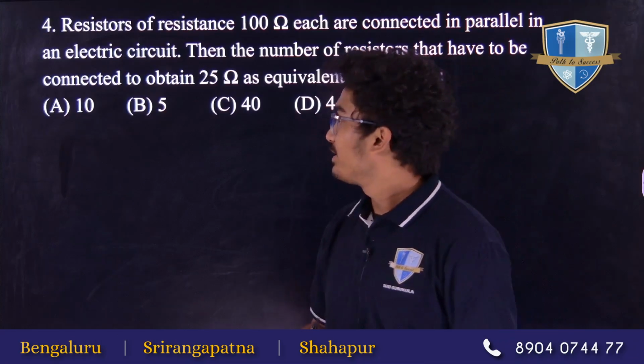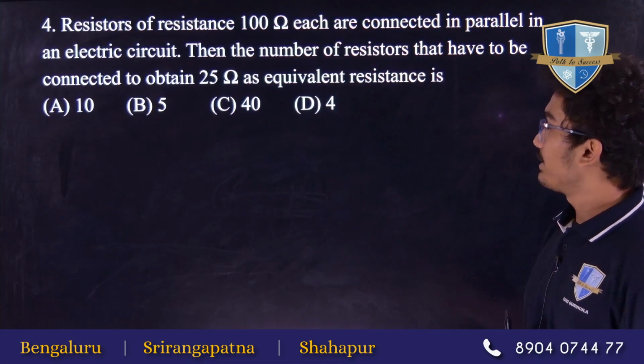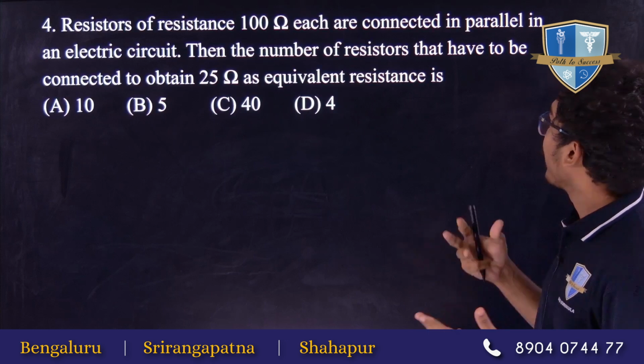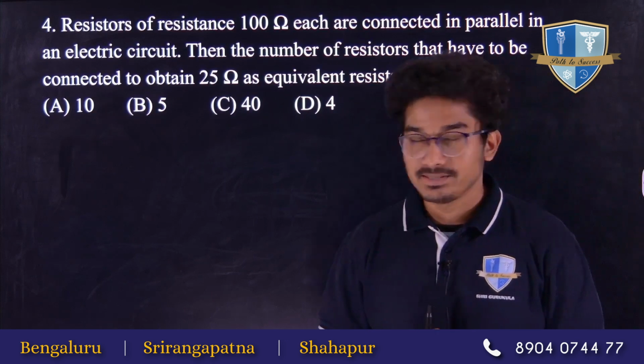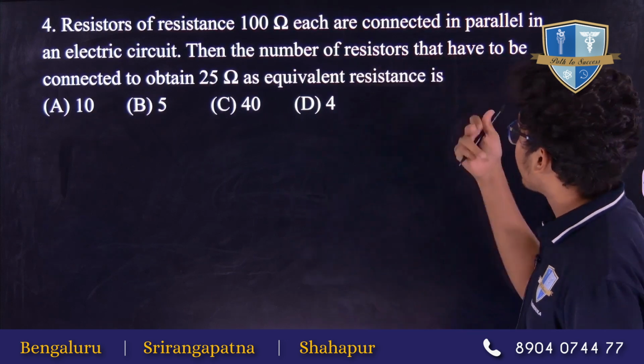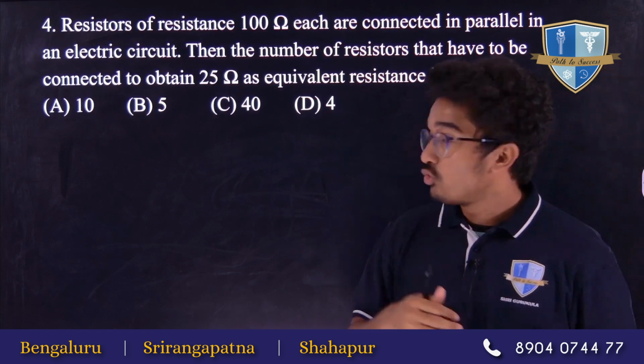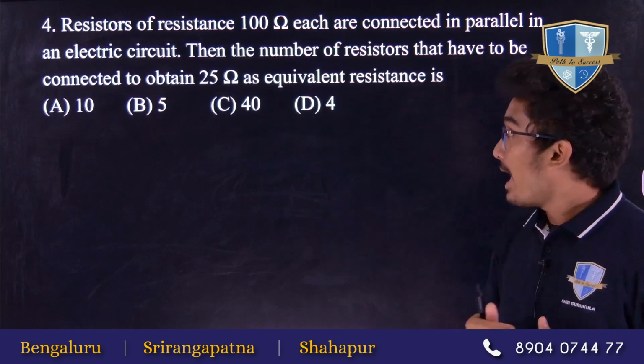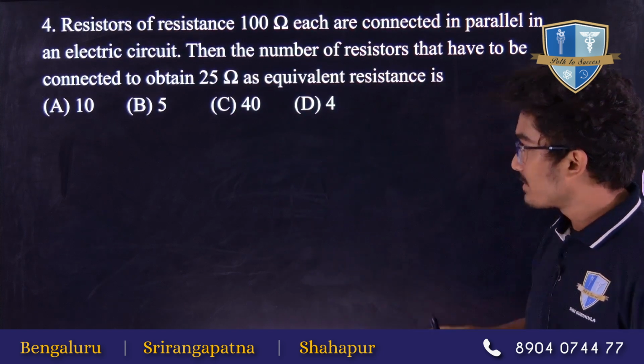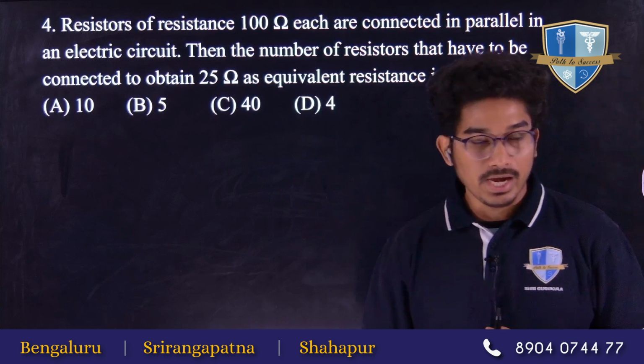So our next question is, resistors of resistance 100 ohms are connected in parallel in an electric circuit. Then the number of resistors that have to be connected to obtain 25 ohms as our equivalent resistance. Our options are 10, 5, 40 and 4.